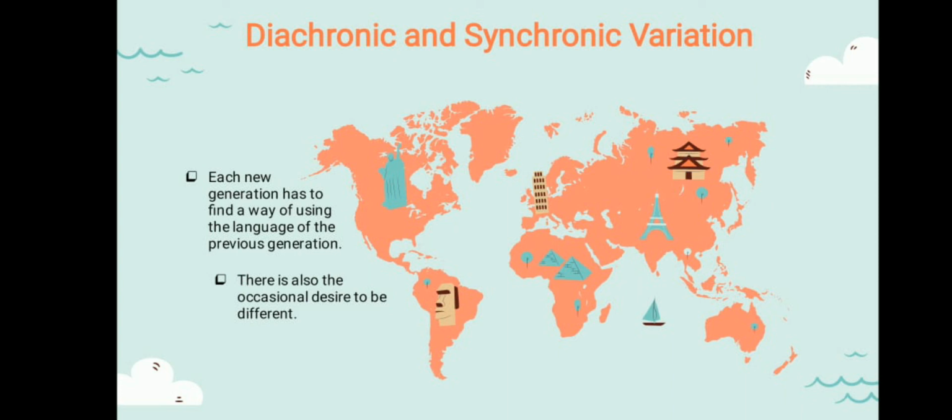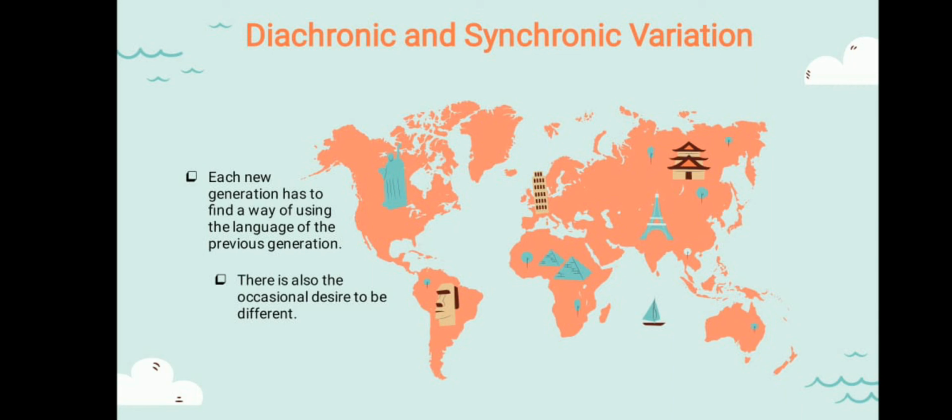Synchronic linguistics is the study of language at a given point in time. The time studied may be either the present or a particular point in the past. Synchronic analysis can also be made of a dead language such as Latin. Synchronic linguistics is contrasted with diachronic linguistics.